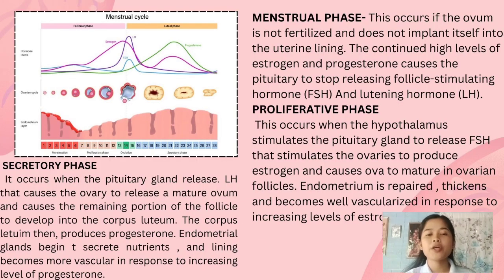Let's proceed to the menstrual phase. This occurs if the ovum is not fertilized and does not implant itself into the uterine lining. The continued high levels of estrogen and progesterone cause the pituitary to stop releasing follicle stimulating hormone, or FSH, and luteinizing hormone, or LH.